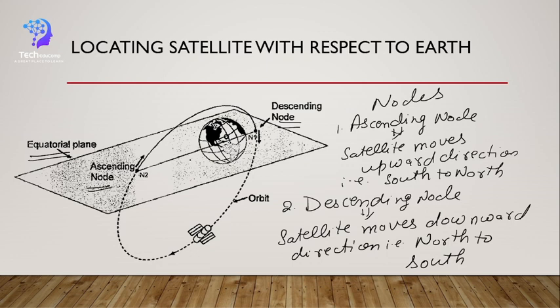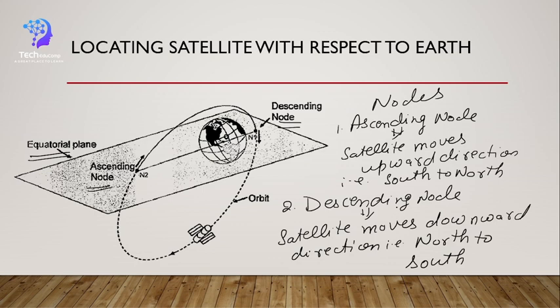So in space, generally there is no up and down or right and left. Why are we saying that it is an ascending node when the satellite moves in the upward direction, or a descending node when it goes in the downward direction? We are specifying it because we are taking the parameter of the Earth's gravitational force, Earth's gravity, into consideration.